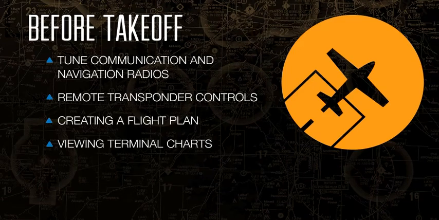Now that we have a basic understanding of how to navigate around the GTN, let's look at how we can expect to set up the system in preparation for flight. In this lesson, we'll cover how to tune your communication and navigation radios, the different controls for an optionally mounted remote transponder, how to create a flight plan, and finally, viewing terminal procedure charts.